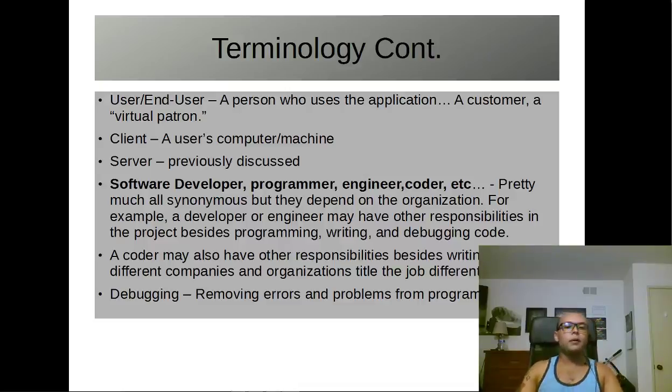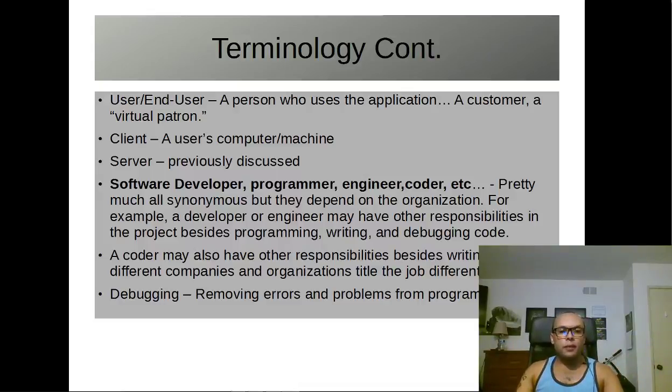So, for example, a developer or an engineer may have other responsibilities in the project besides programming, writing, and debugging code. However, a person who is referred to as a coder may also have these other responsibilities, but different companies may just refer to them differently. Although, from what I've seen, coder is more of a casual or informal term that programmers use to refer to themselves, but I don't typically see job listings for coders.